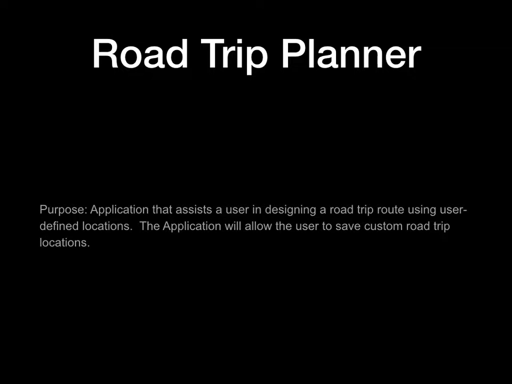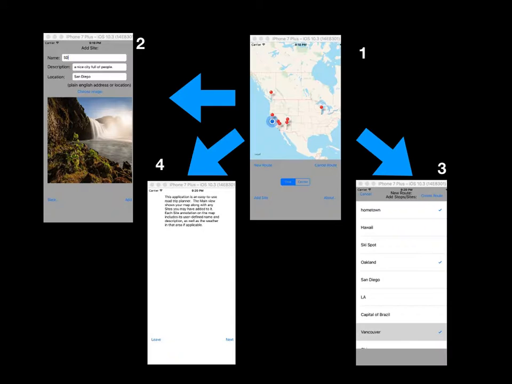My plan with this project was to create a road trip planner. The purpose of this application would be to assist a user in designing a road trip route using user-defined locations. The app will allow the user to save custom road trip locations in core data and generate routes from them. My goal was to create a simple road trip app that would have some built-in functions that I would enjoy if I were to use a road trip app.